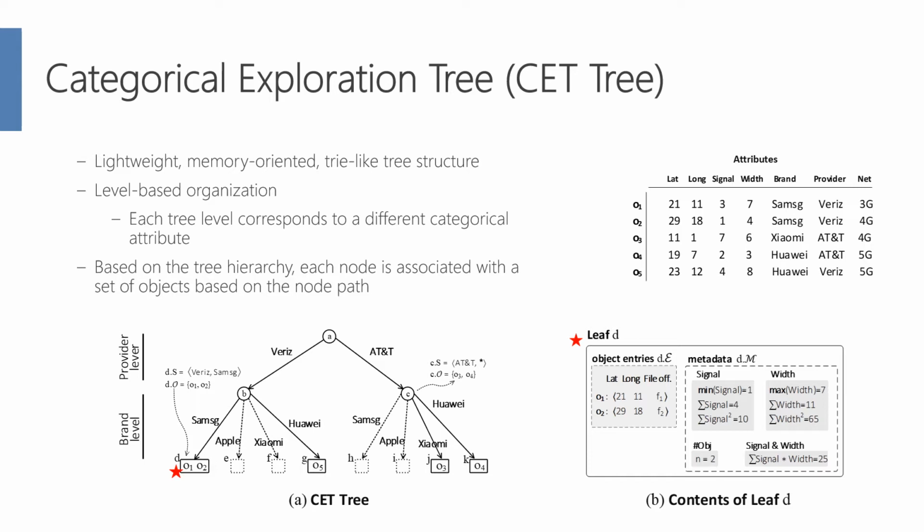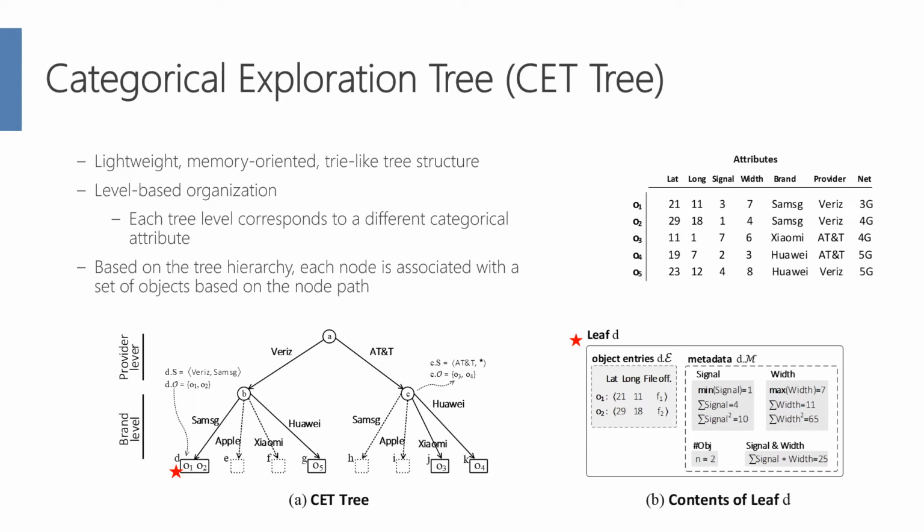For example, here, Samsung, Apple, Xiaomi, and Huawei are placed in the last level of the tree in the picture, which keeps values for the brand of the devices in the raw file. In this way, based on the tree hierarchy, each node is associated with a set of objects based on the node path. References to the records in the raw file are stored in the leaf nodes of its tree. They point to the offset of each record in the file.